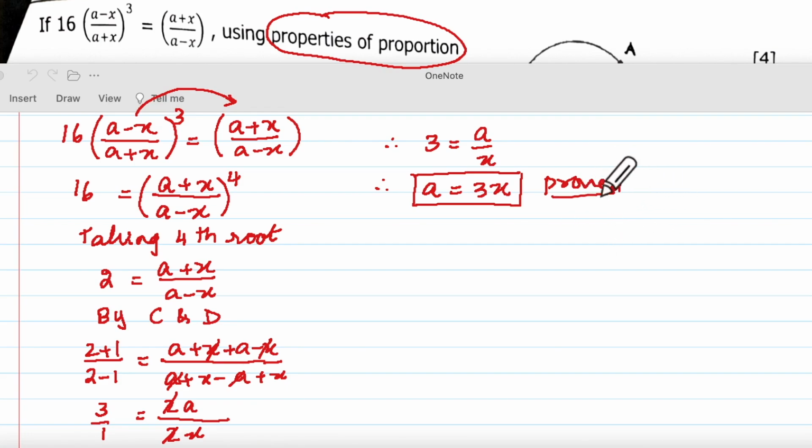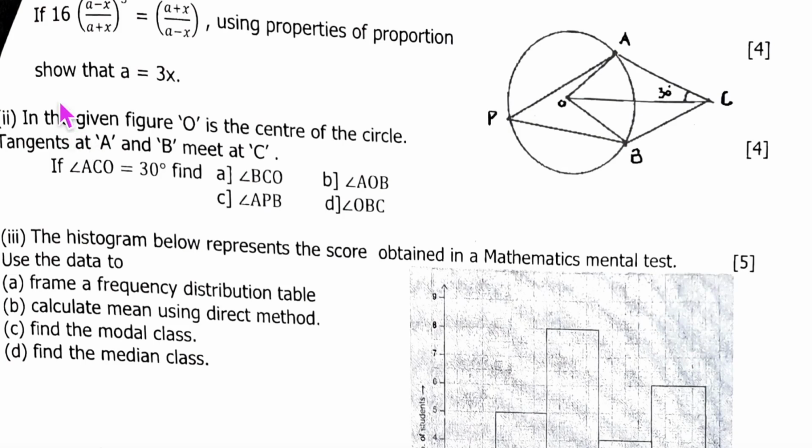Okay, so hence proved. I think it's better to write here, hence proved. Okay, let us come to the second part.